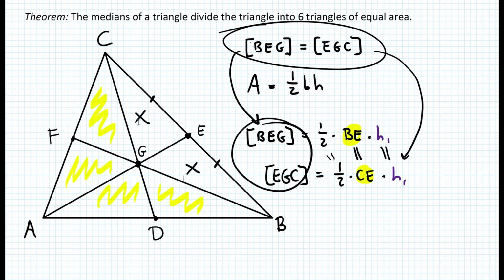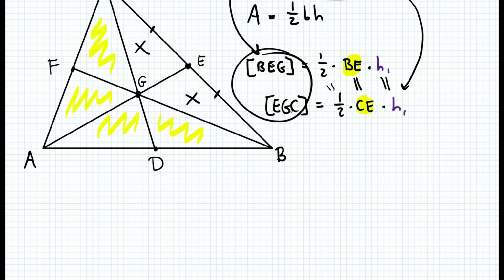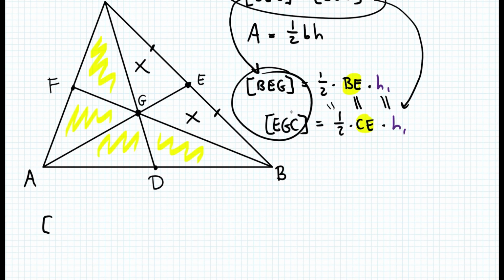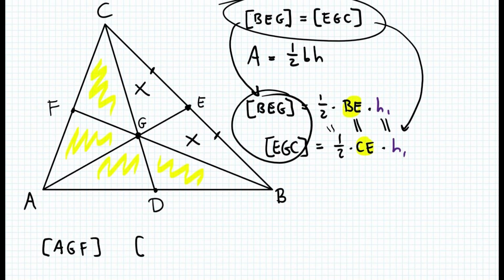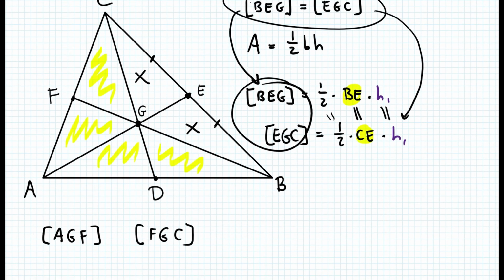So they're equal, okay? Now we can actually repeat the same process for, let's say, triangle AGF and the area of triangle FGC, okay? Now, again, these two areas have to be the same, okay?